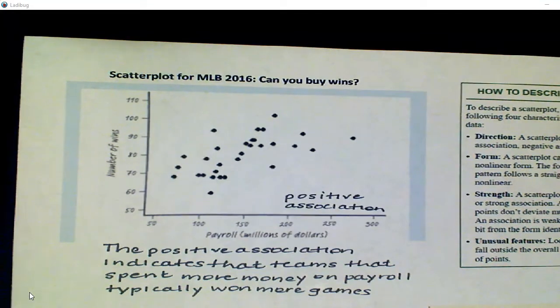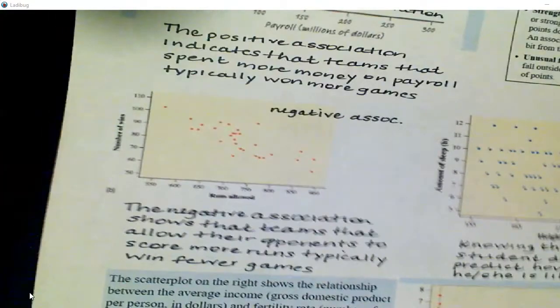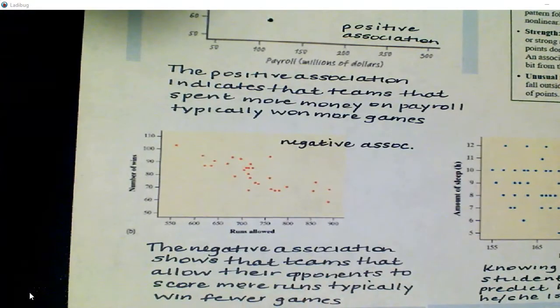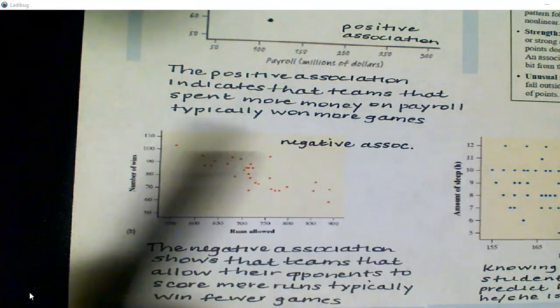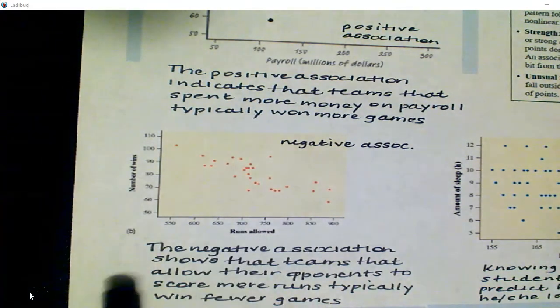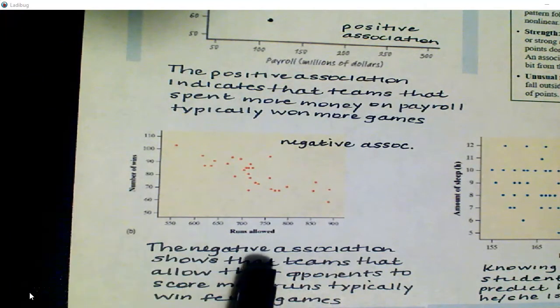The next one, the negative one. This negative association shows that teams that allow their opponents to score more runs typically win fewer games. Okay, so if you had to describe the association between the two in words, you want to make sure you put your explanation in context.